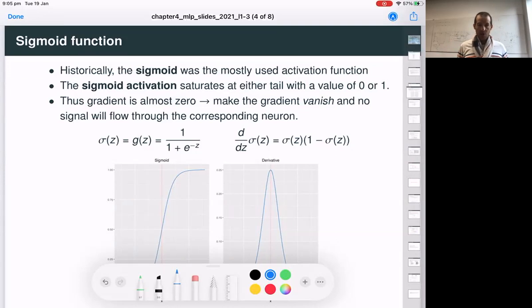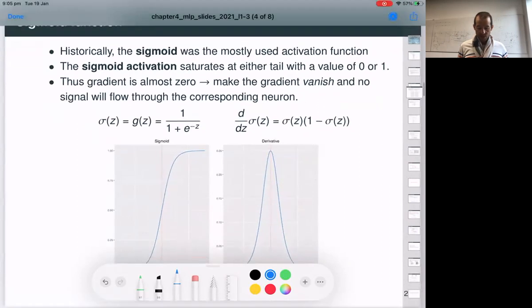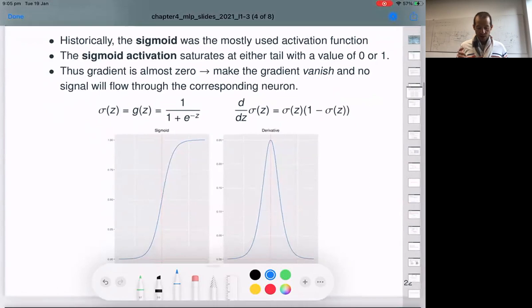As I told you just before, the sigmoid was mostly used historically. If you look at the shape of the sigmoid, it goes from infinity to R, to 0, 1. So the output is between 0 and 1. And you can see that it's saturated at 0 and 1. So you have a plateau at 1 and a plateau at 0 for high values of Z and very low values of Z. Keep this in mind when looking at the derivative.